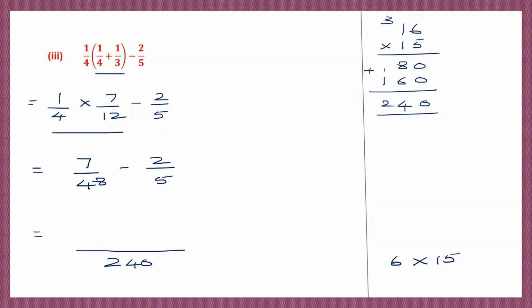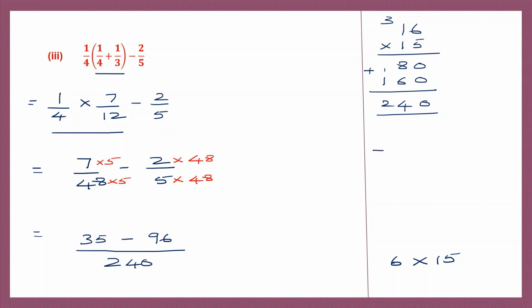So now 48 into 5 will give us 240. So multiply 7 also into 5. 7 5s are 35 minus, now 5 into 48. 5 into 48 is 240. Here we just did 48 into 5, so 5 into 48. So multiply 2 also by 48. So 48 into 2 is 96. So here we have plus 35 minus 96.